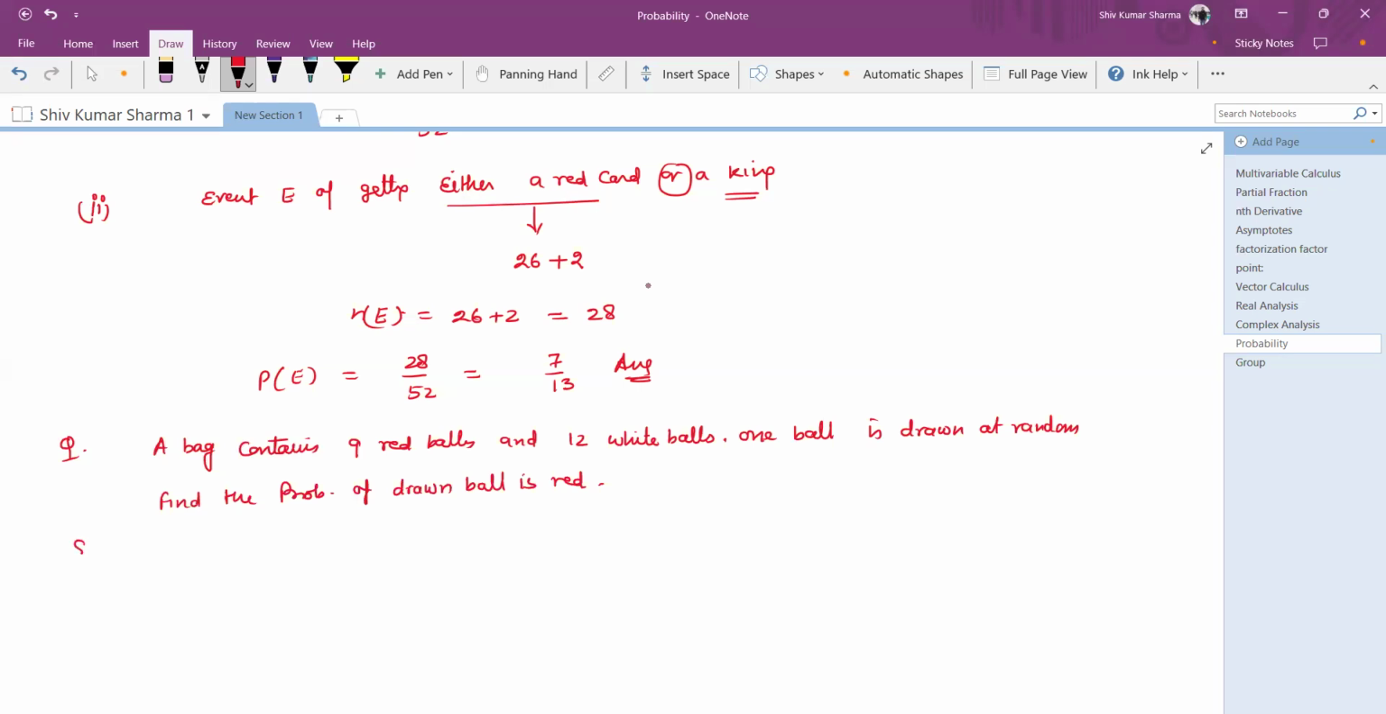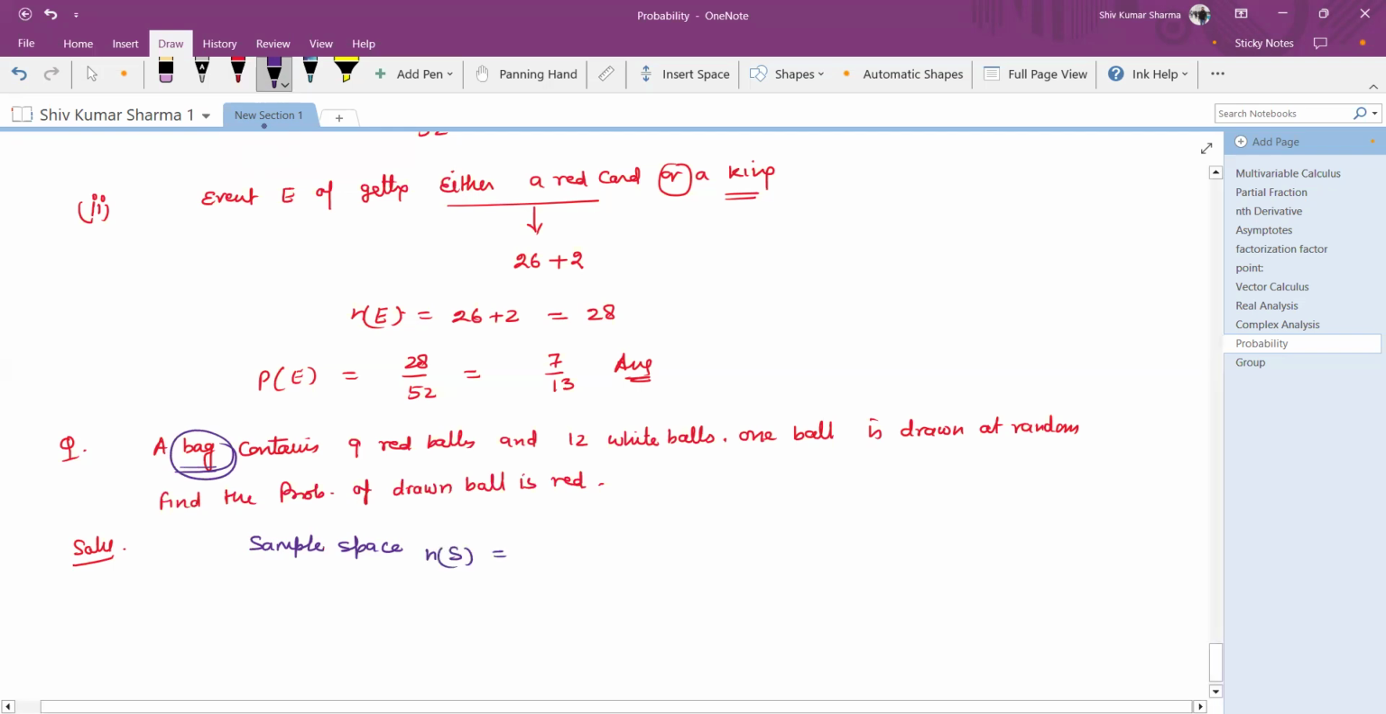Now we write down the sample space. The bag contains 9 red and 12 white balls. So the sample space S, the number of elements in S, is 9 plus 12, which is equal to 21 balls in a bag. The total balls are 21 in a bag. So this is our sample space, the possible outcomes. Now we move to the event.